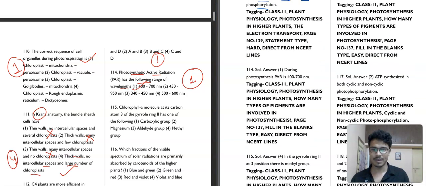Then question number 115. These are basically typical MCQs, just one-liner answers. There is nothing to understand. In the chlorophyll a molecule, carbon atom 3 of the second pyrrole ring has one of the following groups: carboxylic group, magnesium, aldehyde group or methyl group. So in the chlorophyll a molecule, carbon atom 3 of the pyrrole ring II has, basically, the methyl group. So the fourth option will be our correct answer for this question.